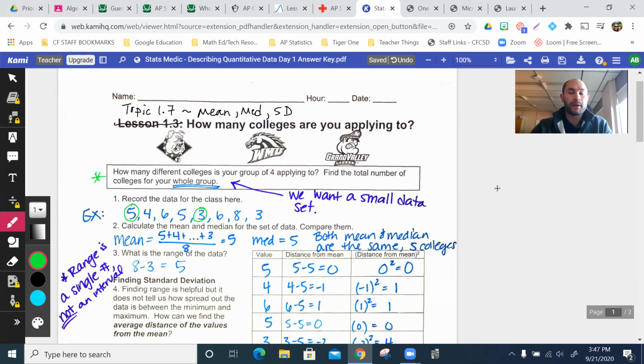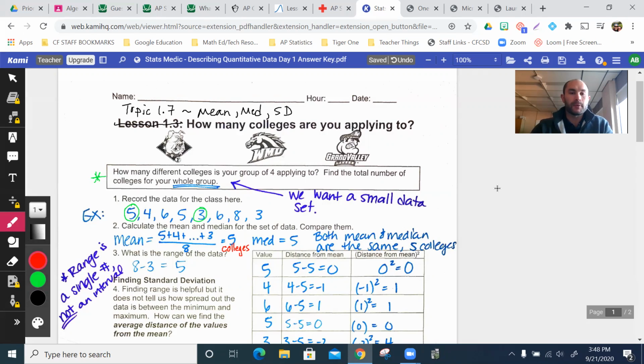So the first question is calculate the mean and median for the set of data and compare them. The mean is just the sum of all of these values divided by how many there are, and there are 8 of them. So this happens to be 5. One thing I would add here, this should say 5 colleges. We want to be talking about units, okay? And then I'm also going to give my interpretation of what 5 means here in a second.